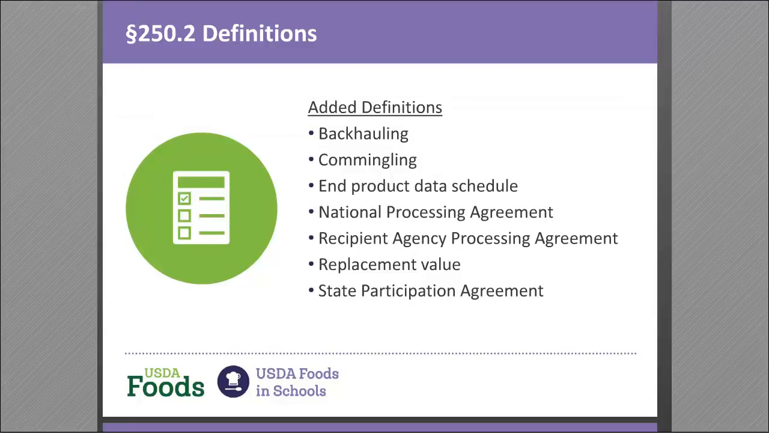There were also two definitions that were removed, contracting agency and fee for service. The term contracting agency was replaced throughout the regulation with more specific terminology, i.e. distributing and/or recipient agency. The meaning of the term fee for service is clear in the context of the new regulatory provisions and no longer requires a separate definition.